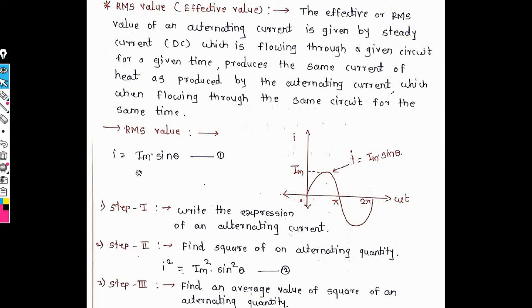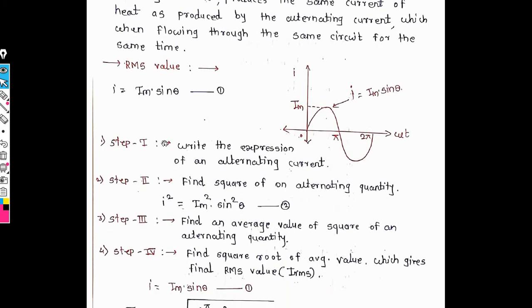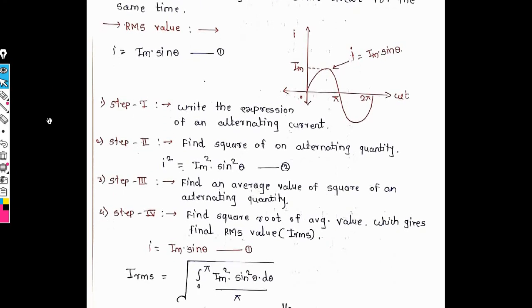Now we have to calculate the RMS value, and for this we need some different steps. The first step is to write the expression for the alternating current. This is the expression for alternating current: I is equal to Im sin θ. Then find the square of the alternating quantity, that is we are taking the square of equation number 1.